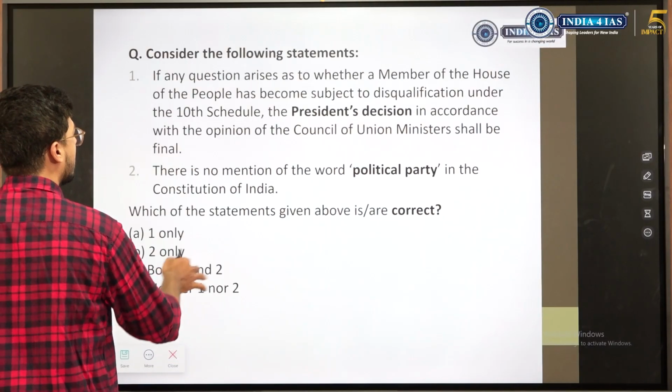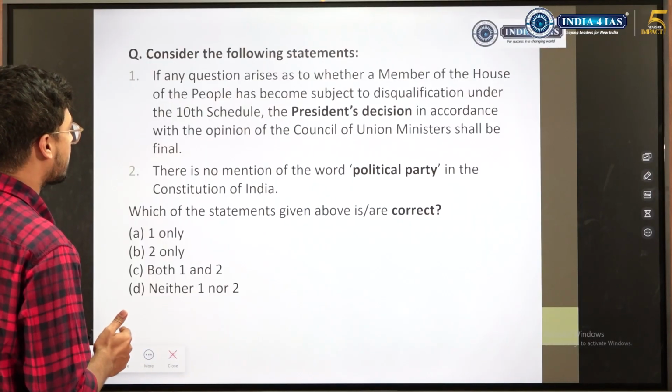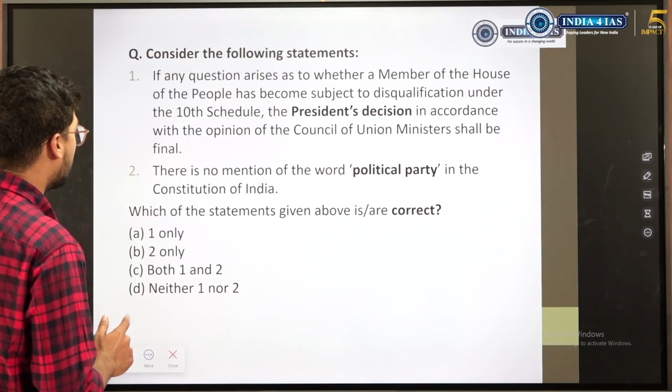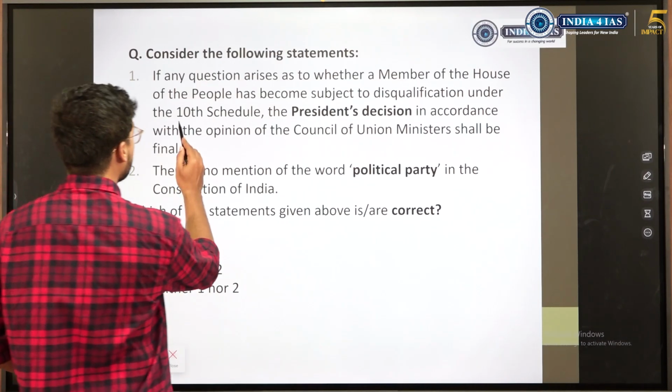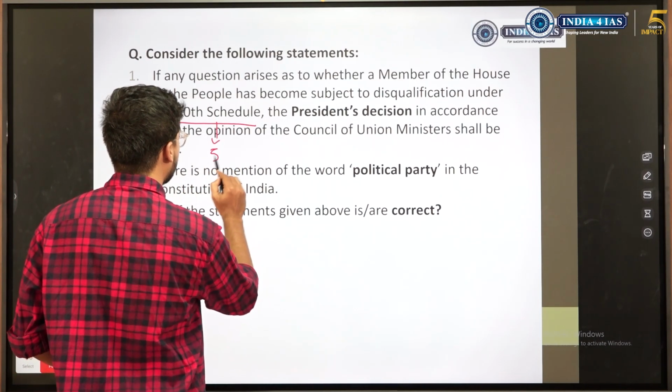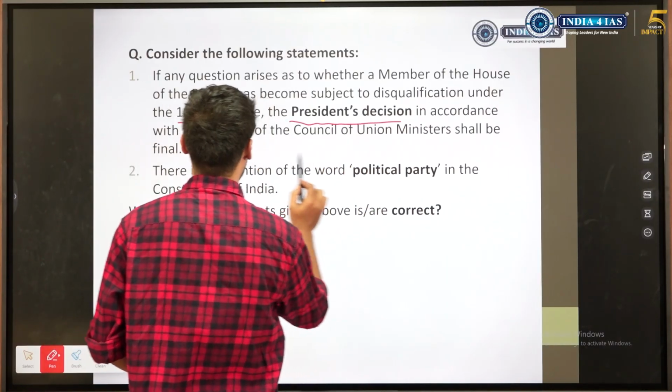Same thing which I said. We look into the next question. If any question arises as to whether a member of the House of the People has become subject to disqualification under the Tenth Schedule, which was added by the 52nd Constitutional Amendment, then the President's decision in accordance with the opinion of the Election Commission shall be final.